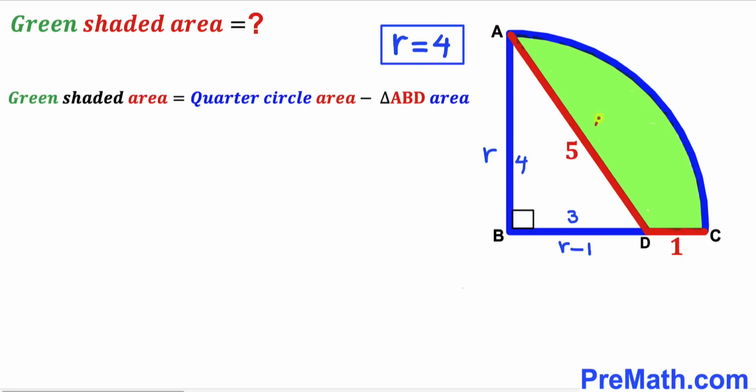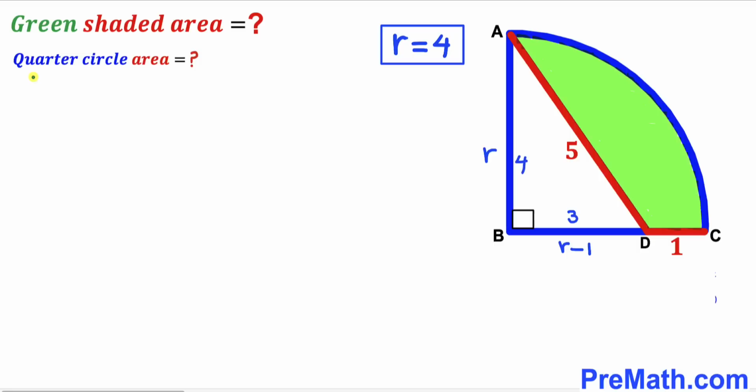And now since we are interested in calculating the area of this green shaded region, let's recall this equation, and we can see that our green shaded region area is going to be equal to the quarter circle area minus the area of this right triangle ABD. So therefore now our task is to calculate the area of this quarter circle, and we are going to calculate the area of this right triangle ABD as well. So first we are going to calculate the area of this given quarter circle.